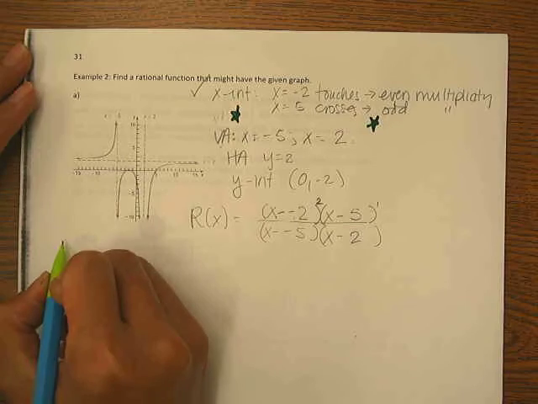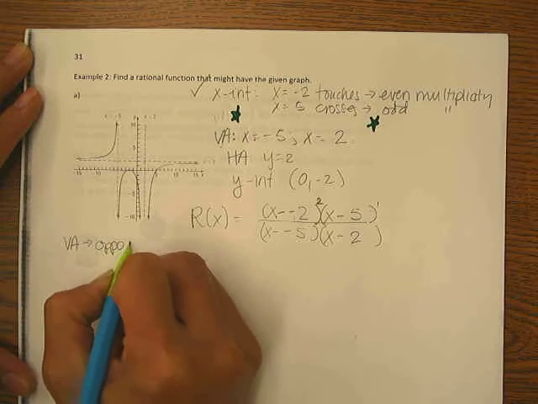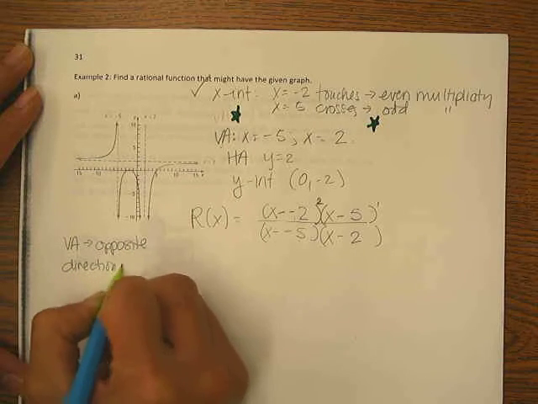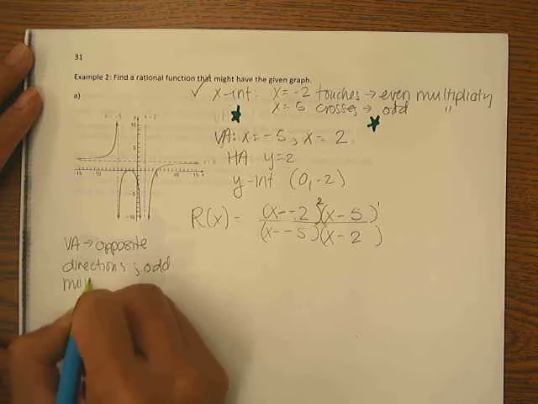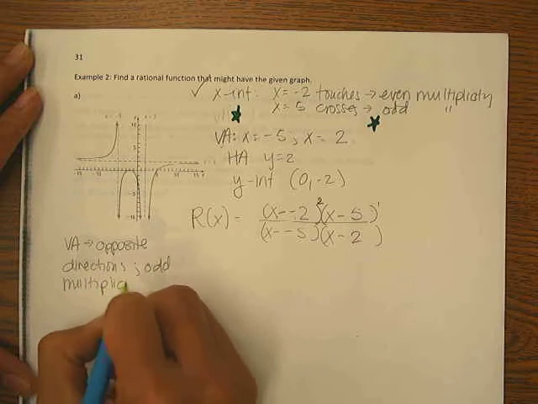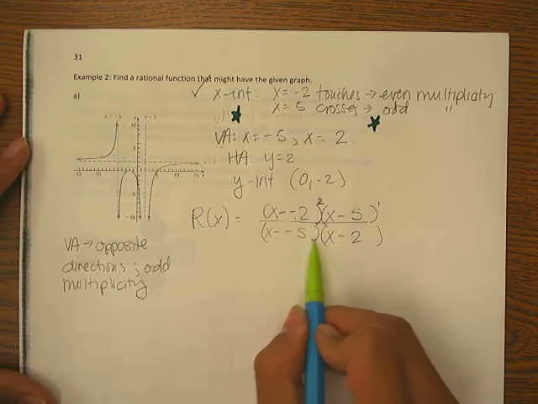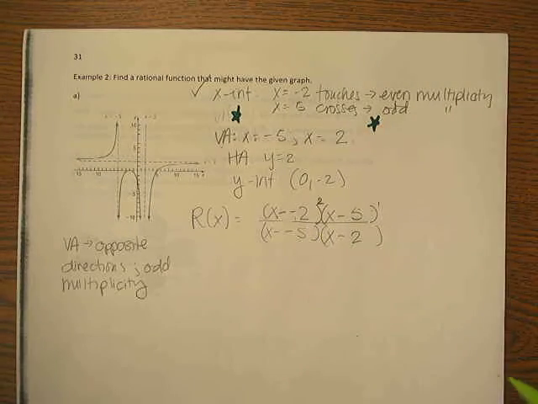Okay, so for VA, opposite directions, odd multiplicity. Then that means this right here, I can give it a 1, a 3, a 5, whatever, but I'm going to give it a 1, which I'm not going to write.